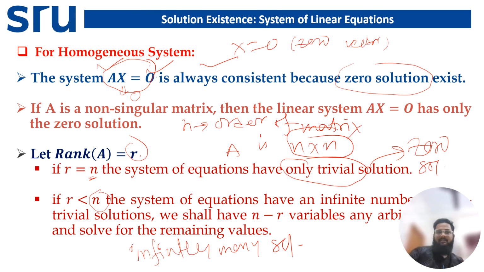So for the homogeneous case, you only have to check whether the rank is equal to the order or less than the order. If it is equal to the order, it has no solution other than 0. Only the 0 solution exists. If the rank is less than the order, then it has infinitely many solutions. This is the rule for existence of the solution. Later we'll discuss how to find the infinitely many solutions and what the form of the solution will be, but this is the rule for existence of the solution.